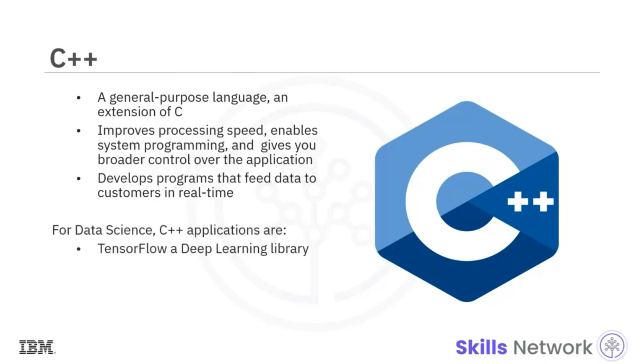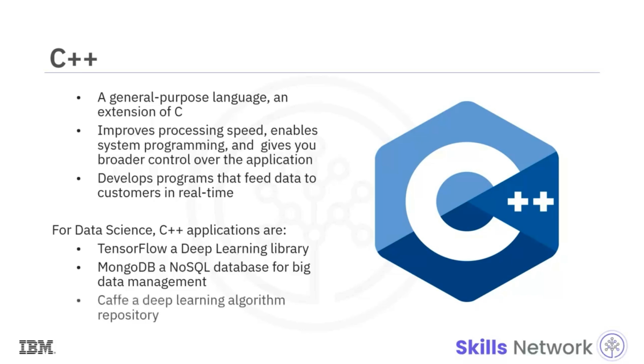For data science, TensorFlow is a popular deep learning library for data flow that was built with C++. And although C++ is the foundation of TensorFlow, it runs on a Python interface, so users don't require the knowledge of C++ to run it. MongoDB is a NoSQL database for big data management that was built with C++. And Caffe is a deep learning algorithm repository built with C++ with Python and MATLAB bindings.